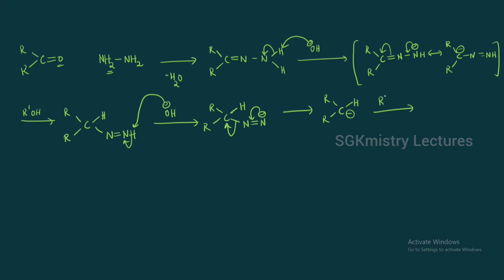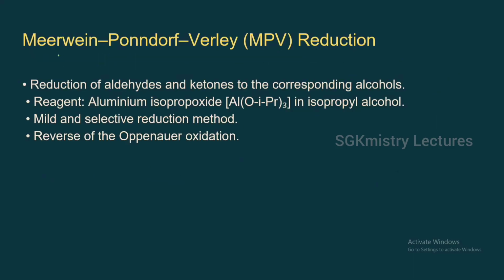So this again on treating with R-OH, you get R, here H and H, or CH2. So it is very clear that the C=O group is reduced to a CH2 group in this Wolff-Kishner reduction reaction. Next, coming on to Meerwein-Ponndorf-Verley reduction.